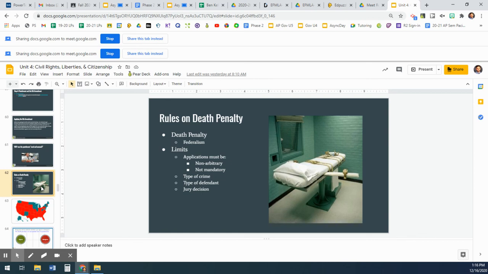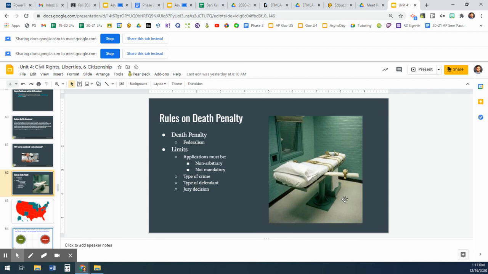Additionally, certain people cannot receive the death penalty, such as those that are mentally incapable of understanding their crime. Additionally, minors, people under the age of 18, unless in certain instances, cannot receive the death penalty. Additionally, they need a jury to decide this as well. It cannot be left up to a judge. It is left up for the jury to decide whether or not someone receives the death penalty.